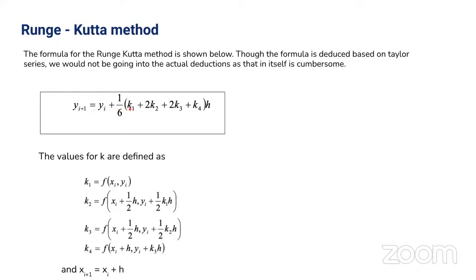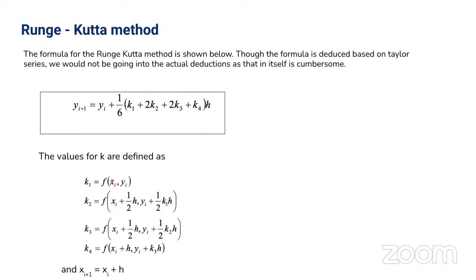Now, the values for k1, k2, k3, and k4 are further represented as follows. k1 is a function of xi and yi. k2 is a function of xi plus half of the step size, and yi plus half of k1h. k3 is also represented here, and k4 is written as a function of xi plus h and yi plus k3 of h. Now, for k1, it's easy to understand because it's similar to the Euler's prediction, where we just use the function of xi and yi.